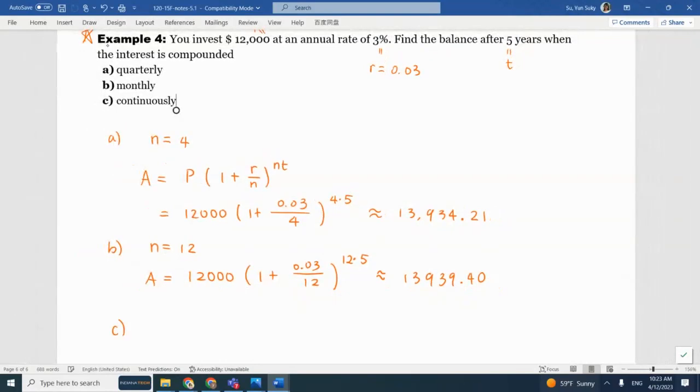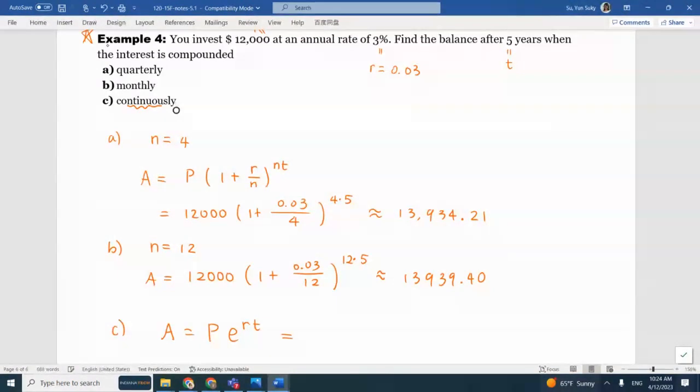Now part C. When you see continuously, you use different formula. You use the one with the E. So the formula is P times E to the RT. Right, everybody? Okay. And you can see here, this formula, it has no N in it. The N is like go to infinity. We have the number of compoundings go to infinity. So you compound it like every second.